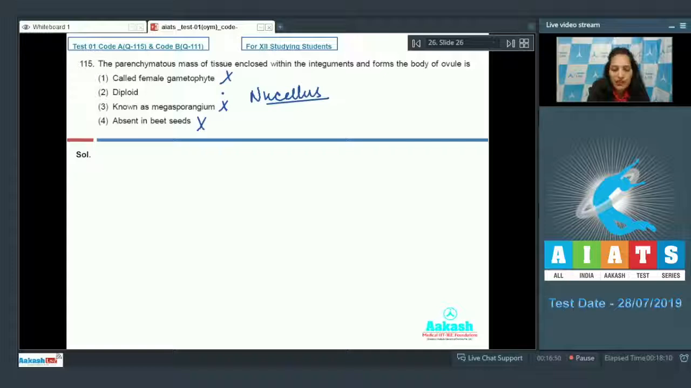In fact, the persistent nucellus can be seen in the beet seeds, which is called perisperm, as we just discussed in one of the previous questions. Nucellus is diploid. It is true. So the correct option for the given question is option number 2. Let's move to the next question.